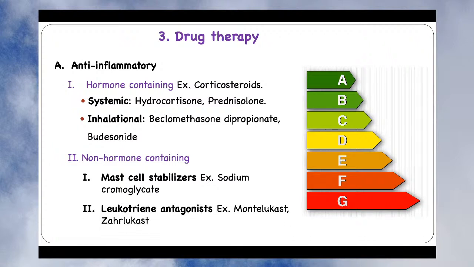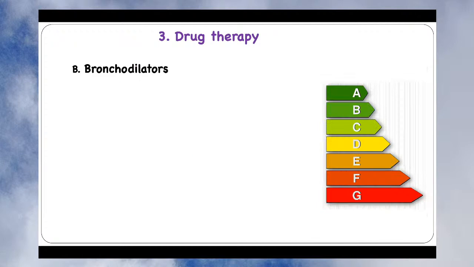Secondly, you can use a leukotriene antagonist, example montelukast and zafirlukast. These are also anti-inflammatory, because leukotrienes, as we have seen in the last lecture, are responsible for the inflammation. So if you antagonize the leukotriene receptor by giving montelukast and zafirlukast, although leukotrienes are there, they will not bind to the receptor and it won't produce the inflammation. So this is the second category of anti-inflammatory drug.